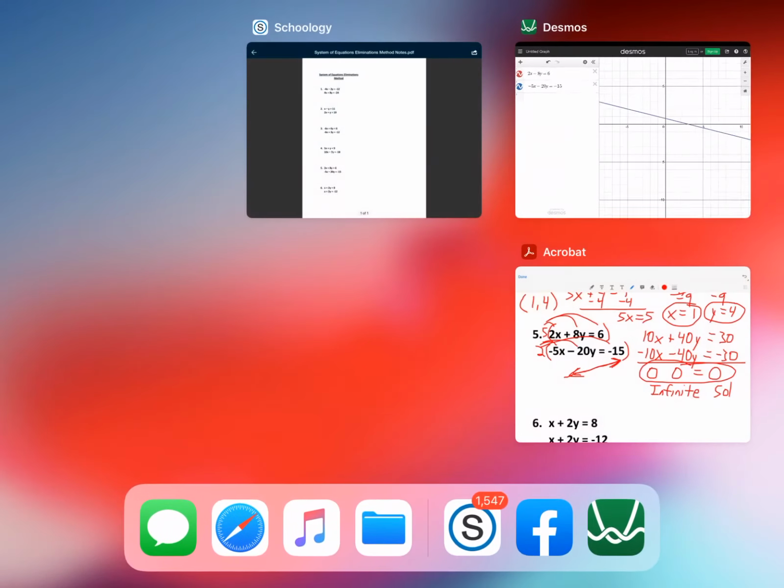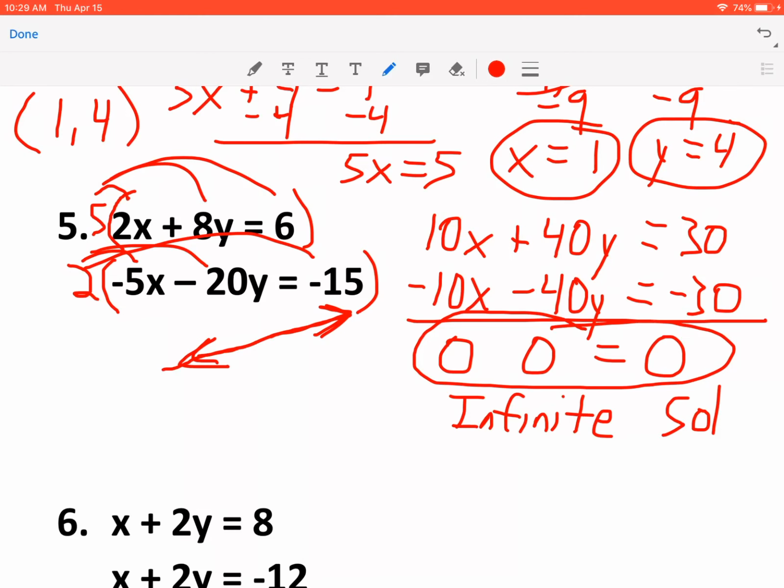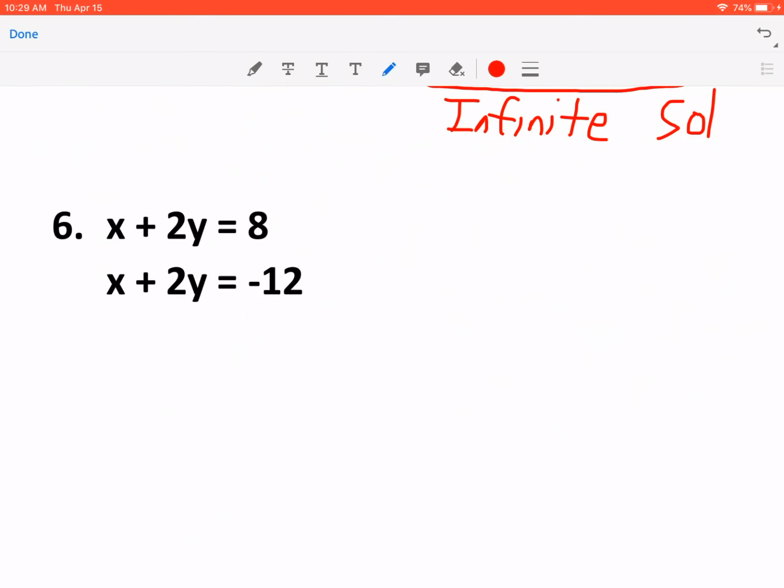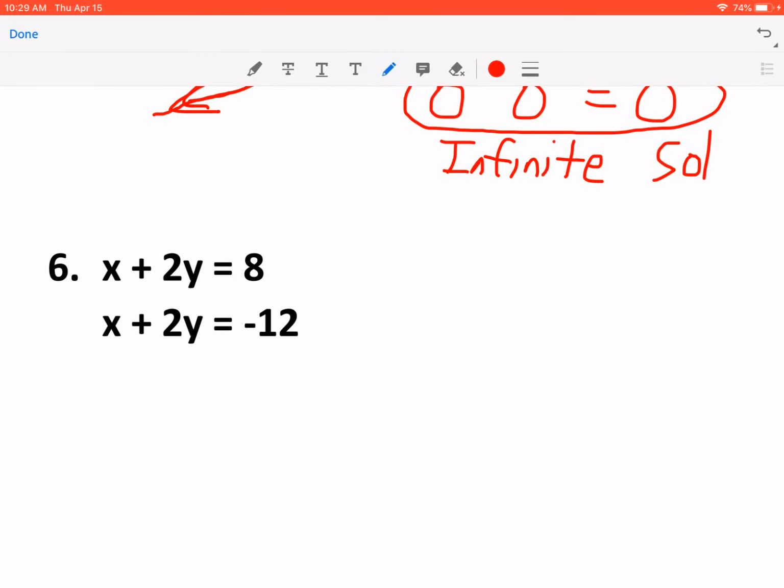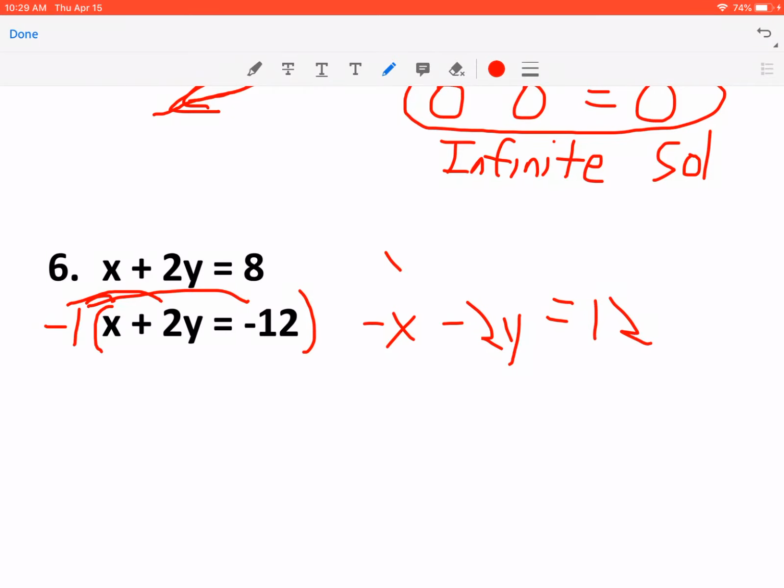Okay? And last one, let's look at it. I think an easy way to do this would simply be to multiply one of these by a negative 1. That would cancel the x's. So that would make that negative x, and that would make that minus 2y equals negative 1 times negative 12, which is positive 12. I didn't do anything to the top equation, so I'm just going to slide it over and line it up.